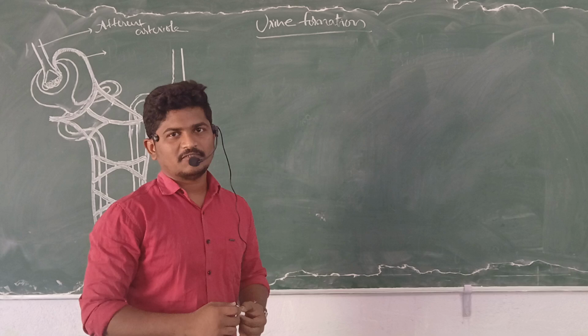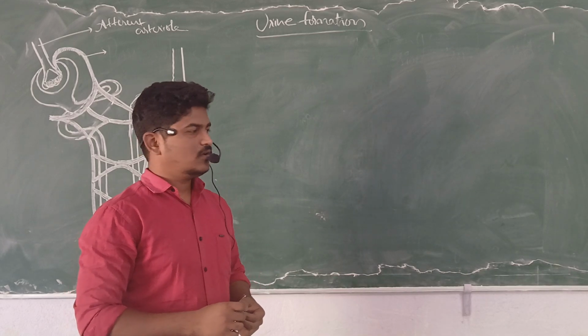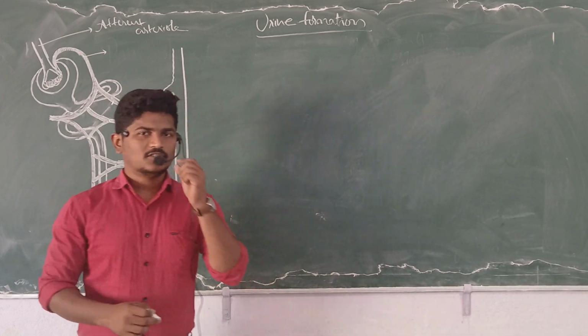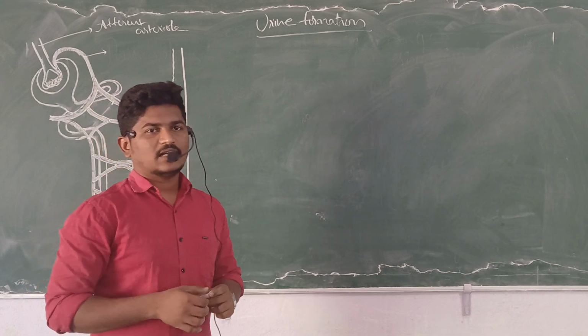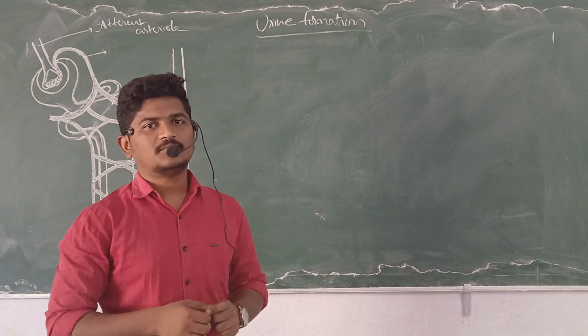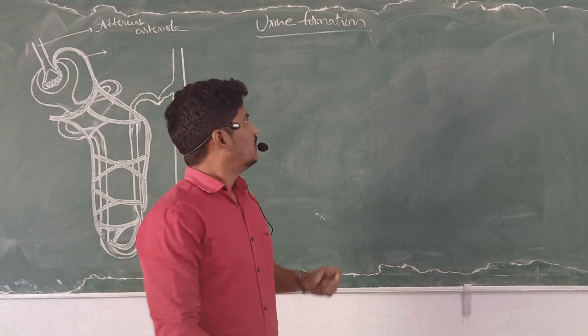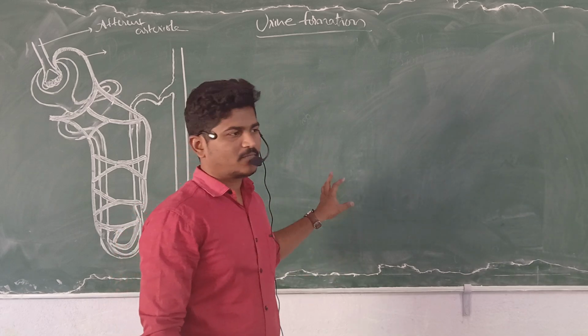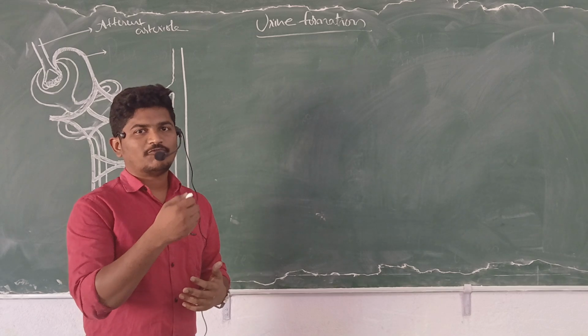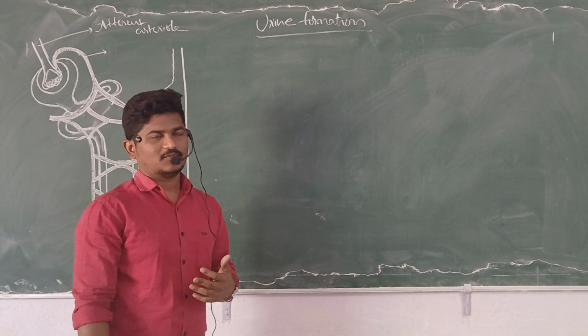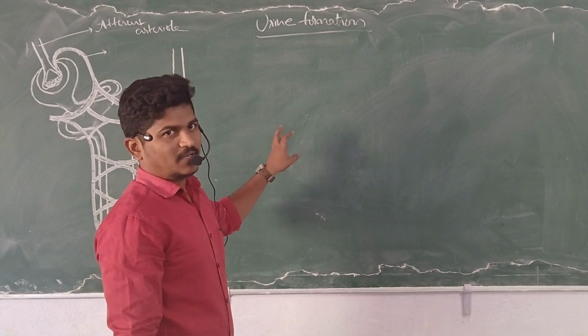Myself, I'm Ravi, lecturer in zoology. Today we are going to discuss, in human physiology, the excretion and elimination concept. We have a core concept, urine formation. In mammals, how the urine is going to be formed, we are going to discuss here. Then how it is going to happen, let us see.